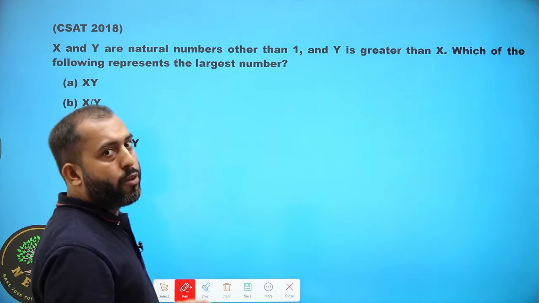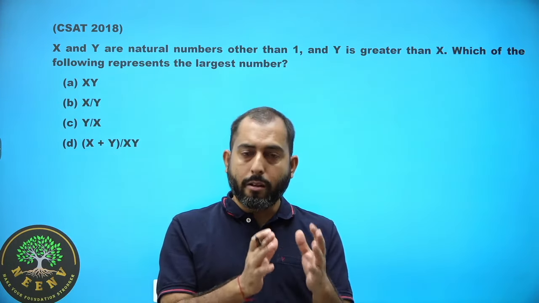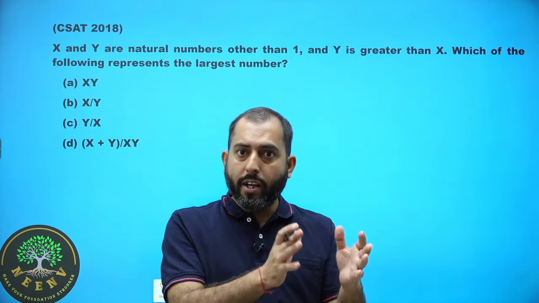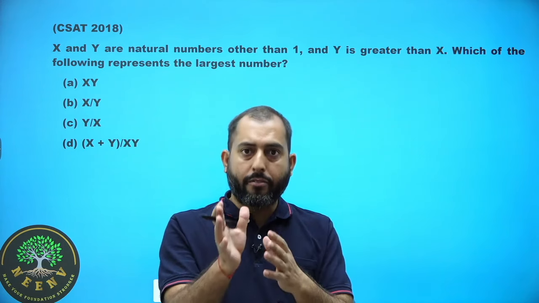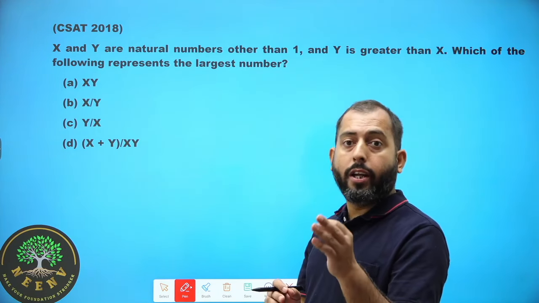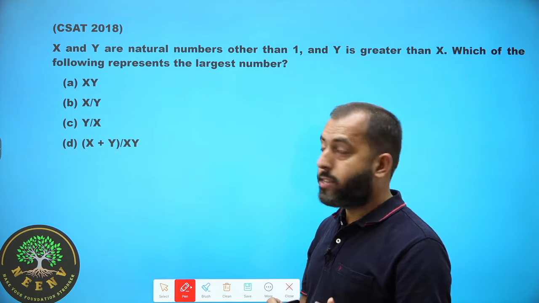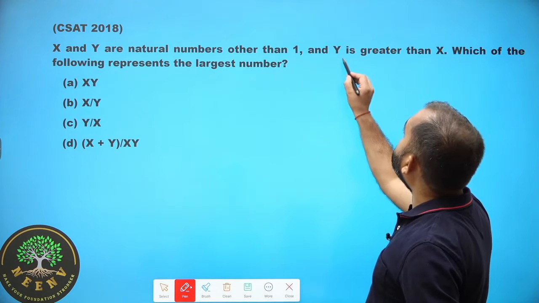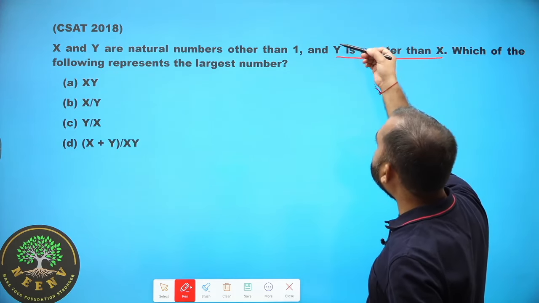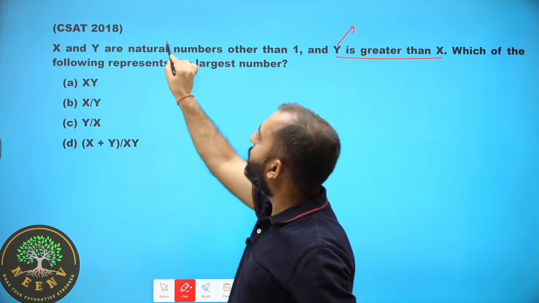x and y are natural numbers. Natural numbers are the numbers that start from 1, all counting numbers from 1 till infinity. Now x cannot take 1 as a value and y also cannot take 1 as a value. Next, y is greater than x. So we have to assume a value for y which is greater than x. At the same time, it should be natural.